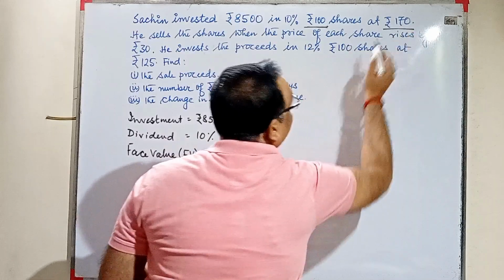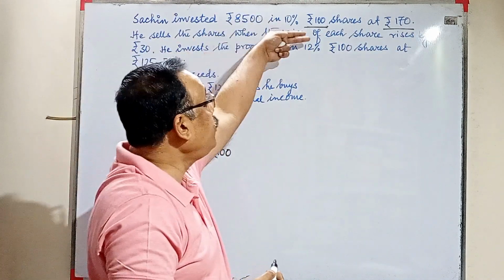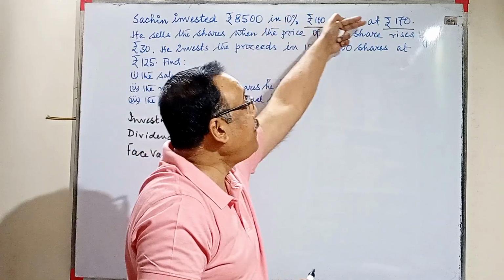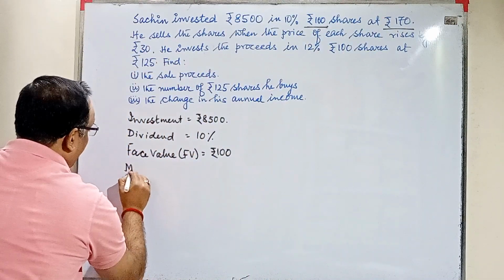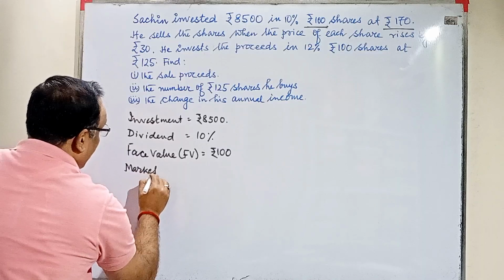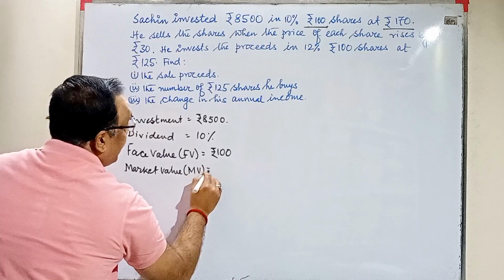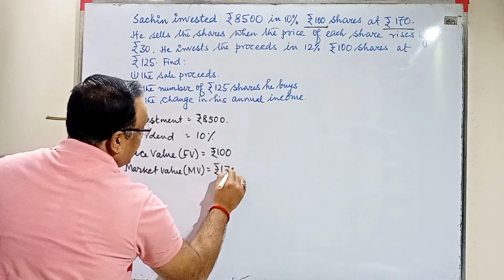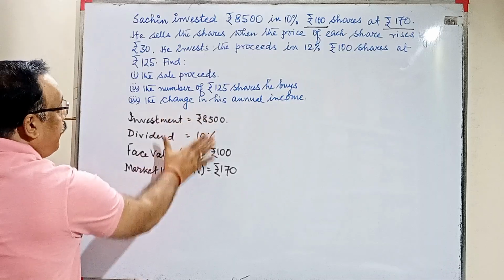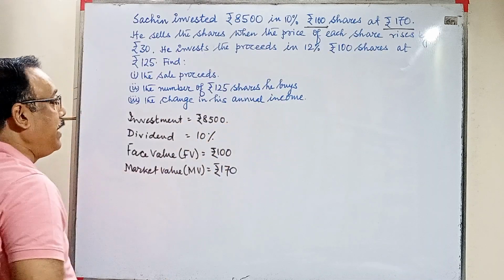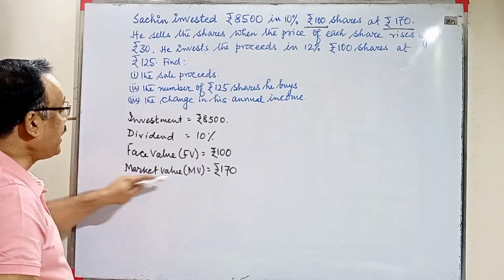At rupees 170. That means if you want to buy this share, these shares are available in the market at this price. So that is the market value. So market value, we call it as MV. MV is rupees 170. So first and foremost, I know I have invested 8,500 rupees in a share whose original price is 100 rupees and market value is this.